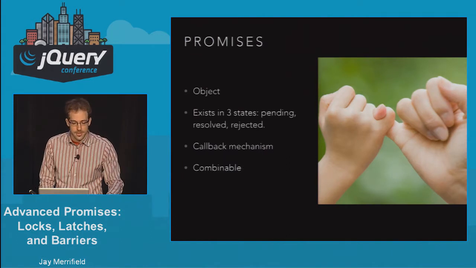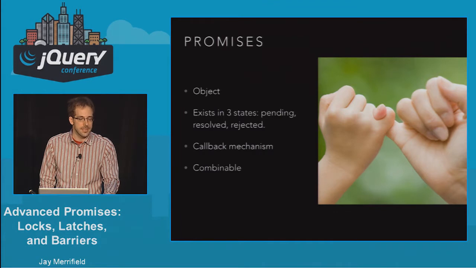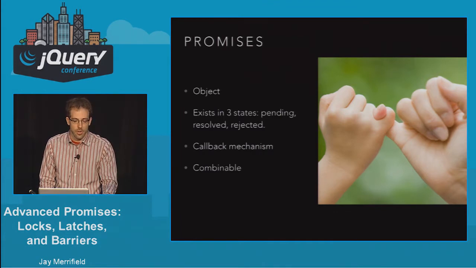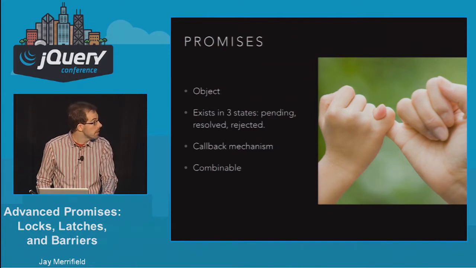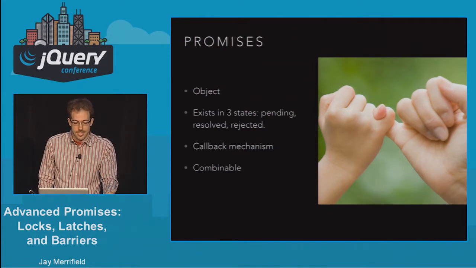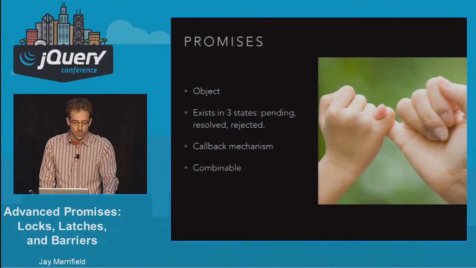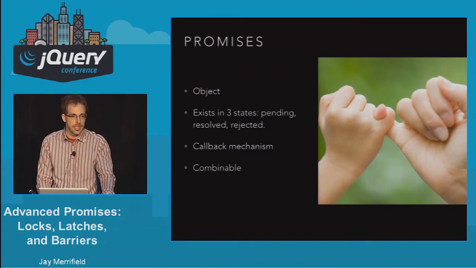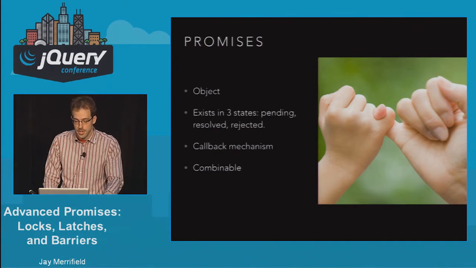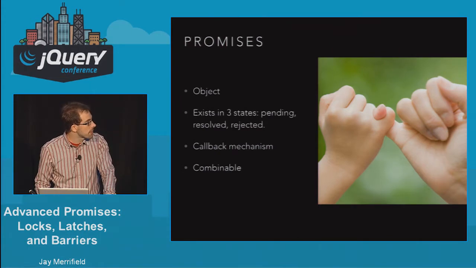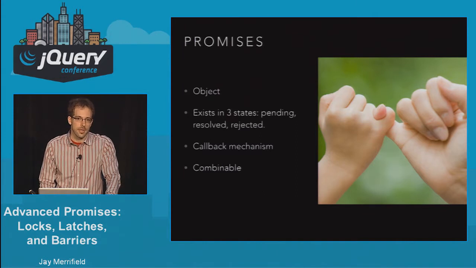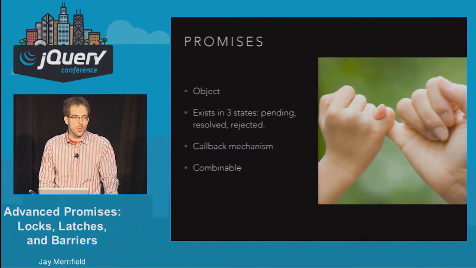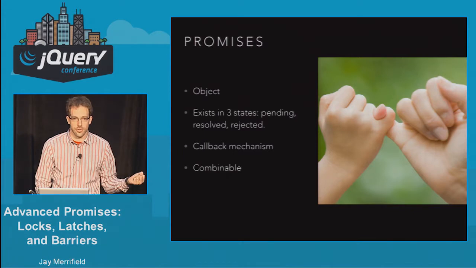So what are promises? Promises are basically an object that exists in three different states. It exists in a pending state, where something is currently going on, a resolved state, and a rejected state. And the thing that makes it really awesome is that it has a callback mechanism. So you can say, I want to be told when this asynchronous operation is finally done, or if it fails. But the really cool stuff starts coming in when you get into the combinable part, where you can say, I want to be told when these two asynchronous processes are done.